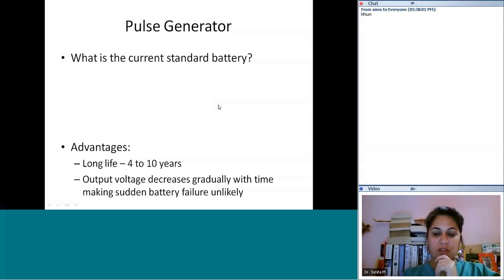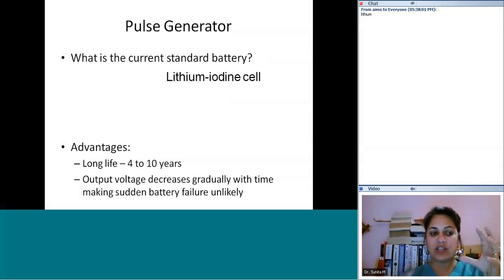Okay, so it's really a lithium iodine cell, and it does have certain advantages. It's got a long life, 4 to 10 years, and the output voltage, so the output of this battery, decreases gradually with time. So it's not like the battery is working today and the battery fails tomorrow. Sudden battery failure is very unlikely. The output decreases very gradually with time.